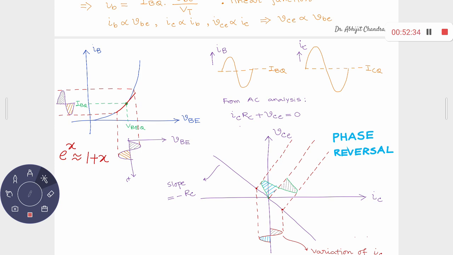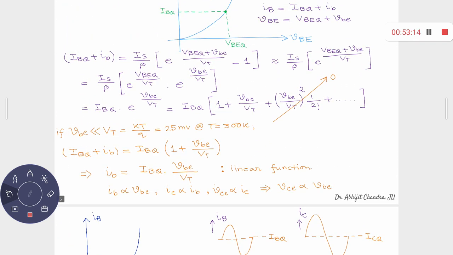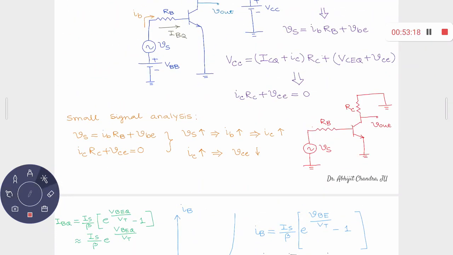Okay. Now, if you have the input fluctuation like this, the base current, the corresponding collector current fluctuation is nothing but beta times this IB. As long as the device is operating in the active or linear region, this IC is nothing but beta times IB. And then comes your last equation, IC RC plus VC is equal to 0. If you can remember that one, this equation, IC RC plus VC is equal to 0. Remember, it's a small signal equation. It involves all the small signal parameters. IC, VC, all of them are small signal.